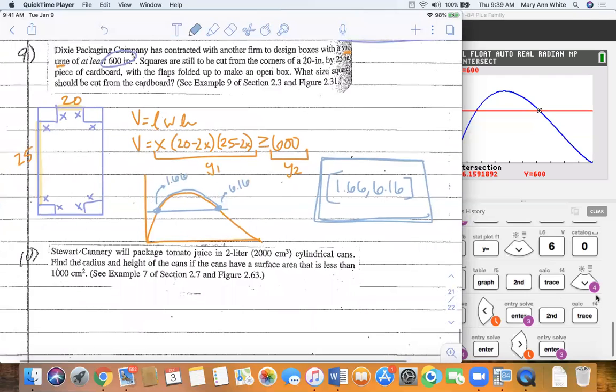Any questions on that one? We did a good job with the box pictures before, so it should be kind of gimme points right there.